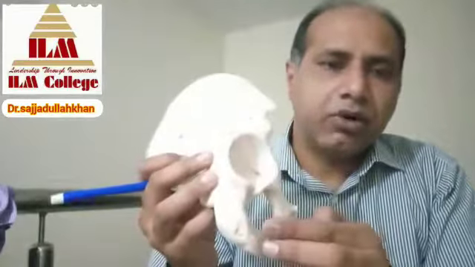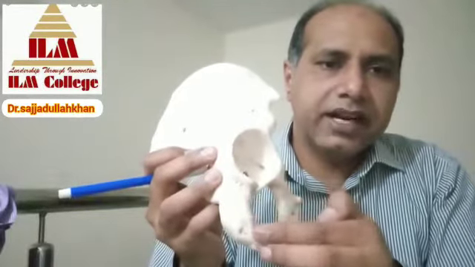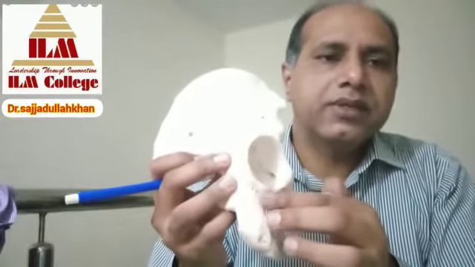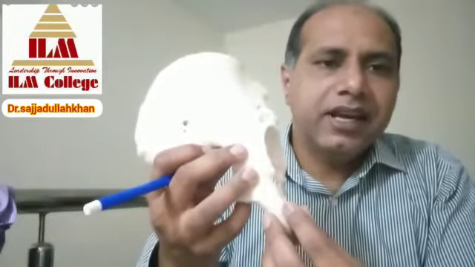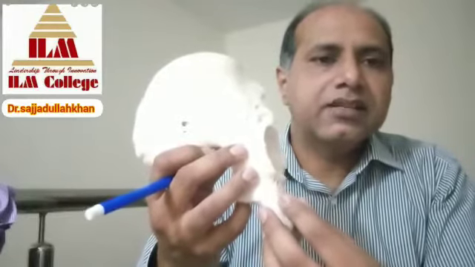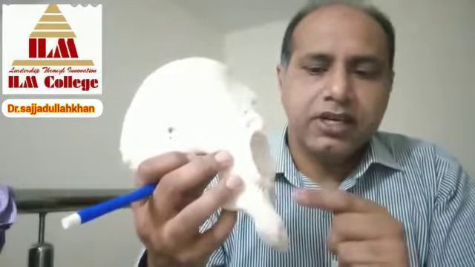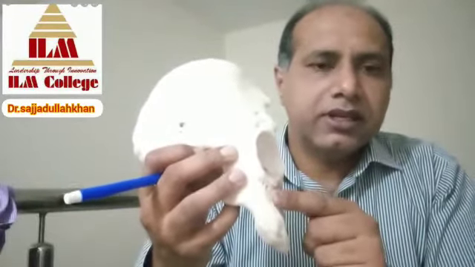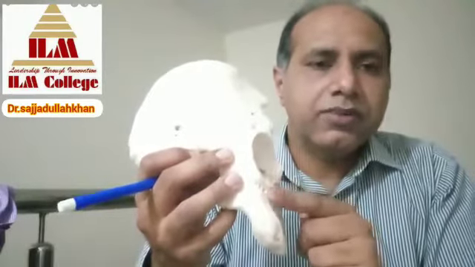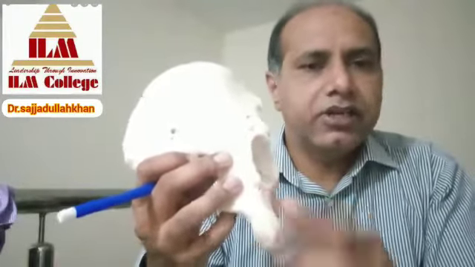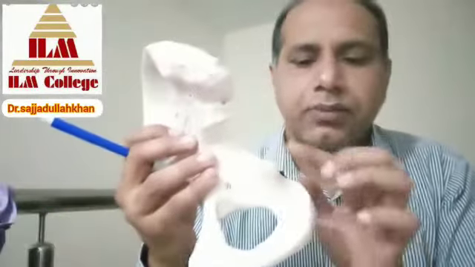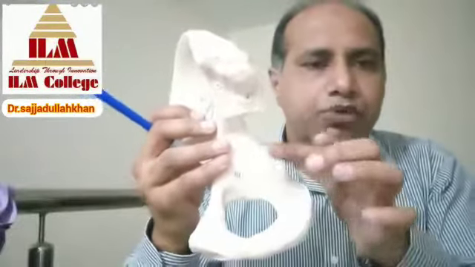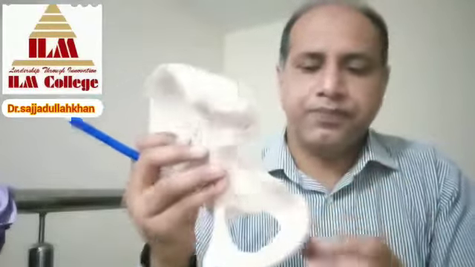Here, there is the lateral border. The lateral border forms the lateral margin of the ischial tuberosity. The posterior thickened part of the ischium is called the ischial tuberosity. So this lateral border forms the lateral margin of the ischial tuberosity. It has an anterior border, a posterior border, and a lateral border.